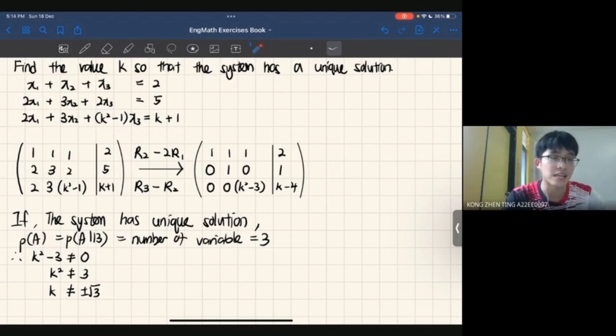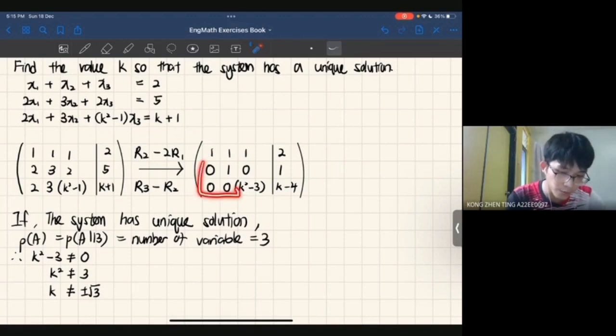So, to solve this kind of question, we need to convert all of the linear equations into augmented matrix form. So we can see that x1 plus x2 plus x3 equals 2 will become 1, 1, 1, 2 here. For another row, it's the same operation. The 2x1 plus 3x2 plus 2x3 equals 5, which is the same as 2, 3, 2, 5. After we convert all of the linear equations into augmented matrix form, we need to use the elementary row operations to get the echelon form.